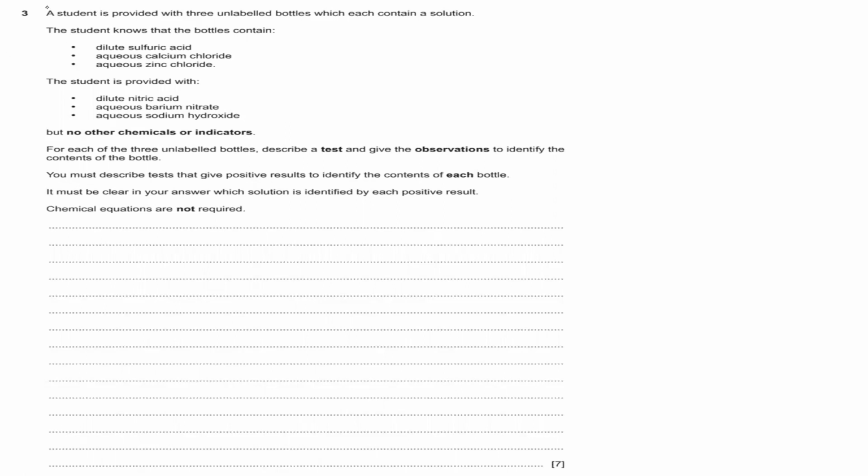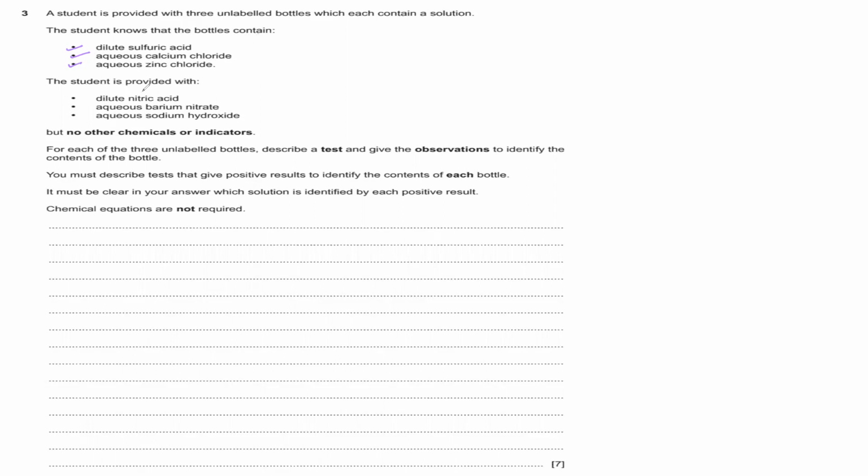solve this question. The question says a student is provided with 3 unlabeled bottles. Okay, very important that he's been provided with 3 unlabeled bottles, right? And which each contain a solution. The student knows that the bottles contain either dilute sulfuric acid or aqueous calcium chloride or zinc chloride. So these are the 3 solutions which are actually present in the 3 unlabeled bottles.